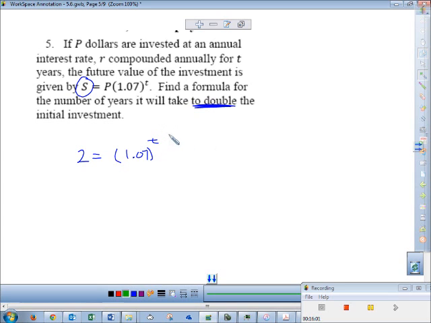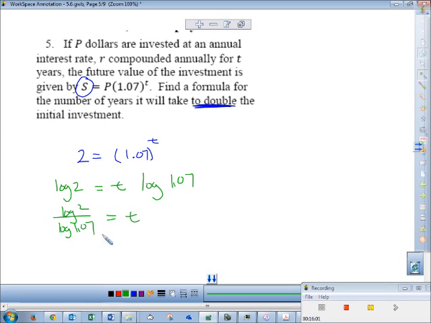Since t is an exponent, log both sides. Log of 2 equals t log of 1.07. And this is simple, since it's an annual deal: t equals log of 2 over log of 1.07. And that's it. They don't want you to get a decimal because they want a formula for this. So t equals the log of 2 over the log of 1.07.